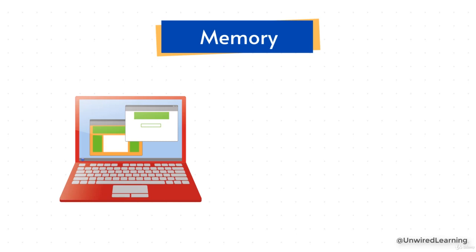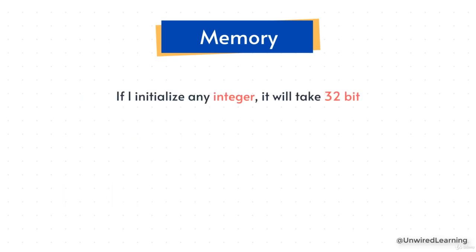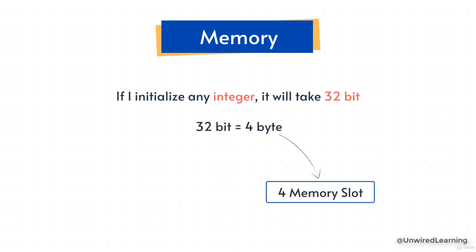Now the interesting thing is everything we do on our system usually depends on what type of system and operating system we are working on. Either you are working with 32 bit or 64 bit. We are going to consider examples with 32 bit itself because that's the most common one. If you understand 32 bit, you can understand 64 bit as well. So if you are working with 32 bit and I initialize any int in my program, it is going to take 32 bits. Now 32 bits means 4 bytes. That is, it is going to take 4 memory slots for that particular value.